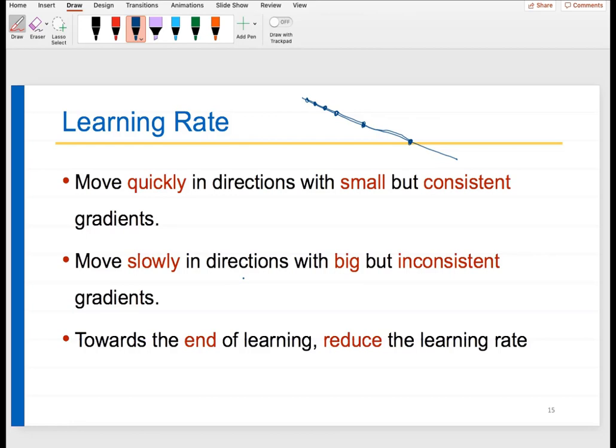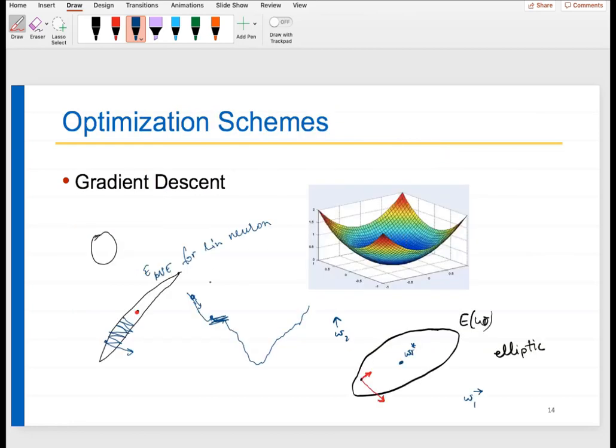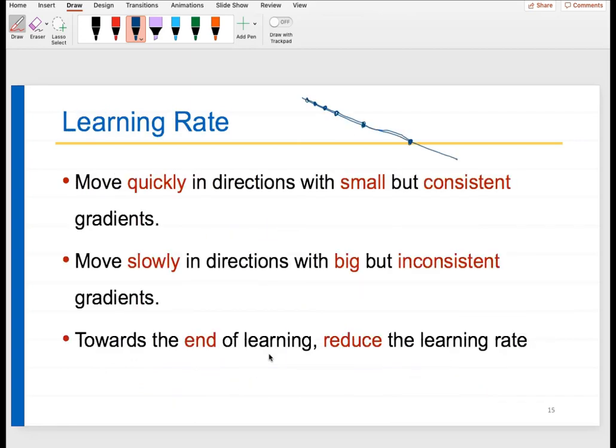Next is move slowly in directions with big but inconsistent gradients. So as you saw in this case, in this direction you are moving slow but consistent, right? And in this direction, it is fast because the gradient is very steep, but it is inconsistent, right? As soon as you go there, you have to come back. Again go in the forward direction, again come back. Fast but inconsistent. Okay, so that's the point. And move slowly in directions with big but inconsistent gradients.